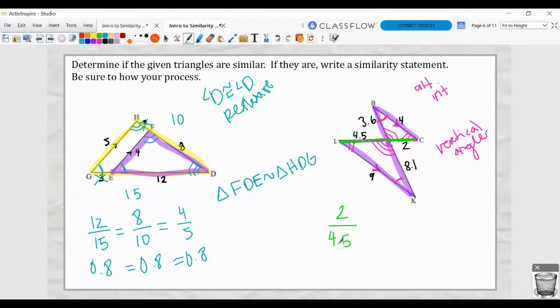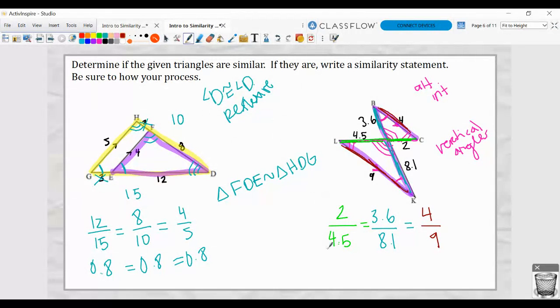Okay, so is that the same thing as, let's go with the next one, 3.6 and 8.1? 3.6 and 8.1. Is that the same thing as the third side, 4/9? So it goes in order from smallest to largest. That's my favorite preferred way of doing it.